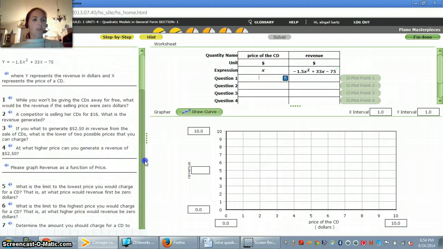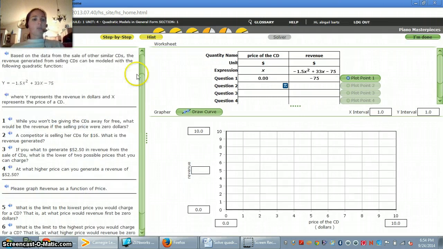Question number 1 says, while you won't be giving the CDs away for free, what would be the revenue if selling the price were $0? So again, that's if you're assuming X is 0. And you can use this as your calculator, so you can substitute in 0. You can square, plus 33 times 0, minus 75. And it will calculate for you just as it's going.